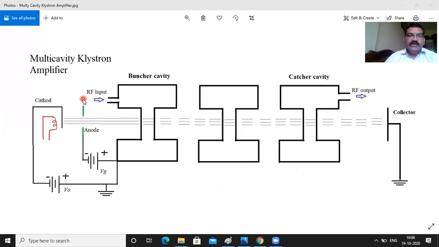The main principle is velocity modulation. It is the same as the two-cavity klystron. Velocity modulation takes place here, same as in the two-cavity klystron. This klystron amplifies power output and frequency.